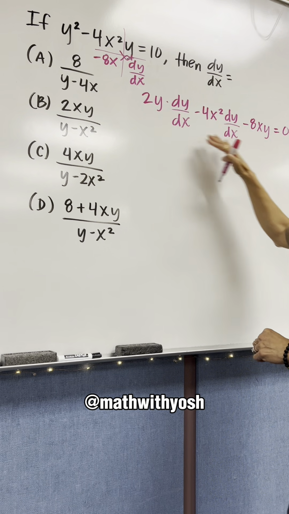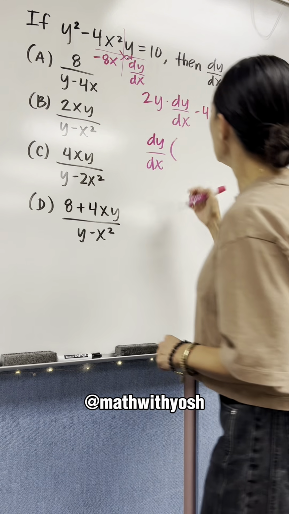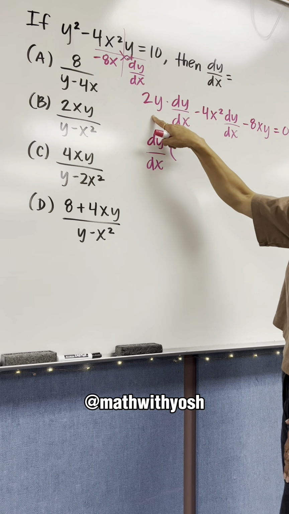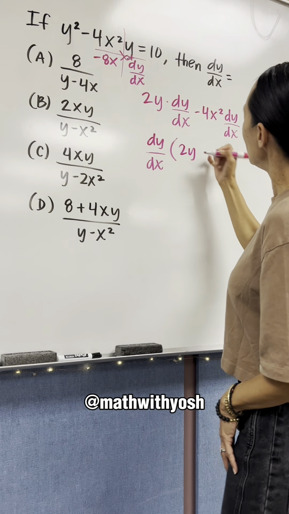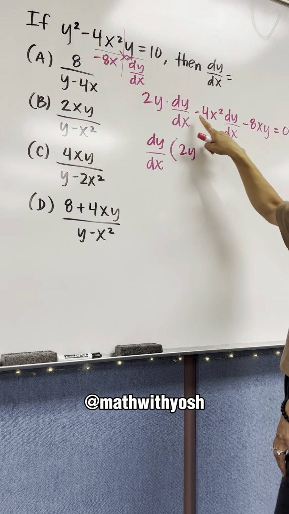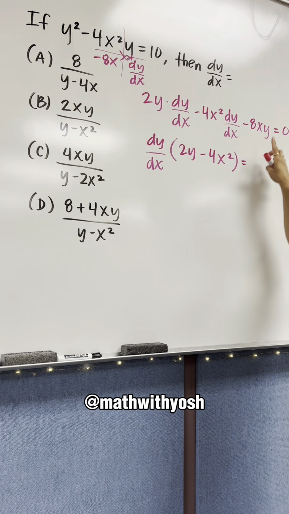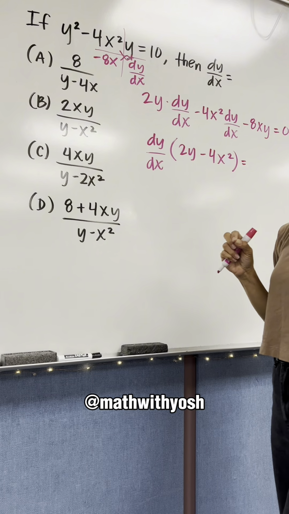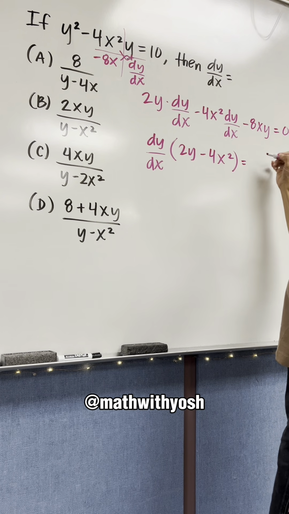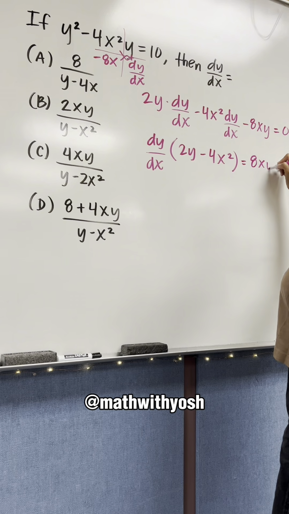At this point, we're going to factor out the dy/dx. So when you factor dy/dx out of this term, you're left with 2y. When you factor out dy/dx from this term, you're left with negative 4x squared. And then I'm going to move this term because it doesn't have a dy/dx in it. I'm going to move it to the right side. It's currently a negative 8xy, so we'll add it over, so it becomes positive 8xy.